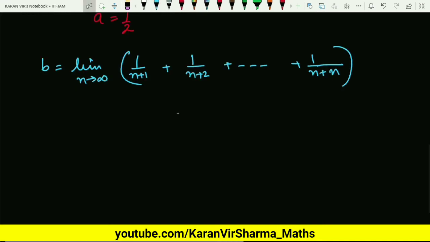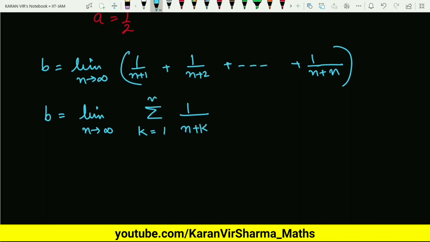So B is nothing but the limit as n tends to infinity of 1/(n+1) + 1/(n+2) plus and so on up to 1/(n+n). Now we are very much familiar with the concept of limit of a sum, so that concept will be applied here. So B equals the limit as n tends to infinity of the summation of 1/(n+k), where k runs from 1 till n. If you substitute k equals 1, you get 1/(n+1). Similarly, when you substitute k equals 2, you get the second term, right? So this is valid.